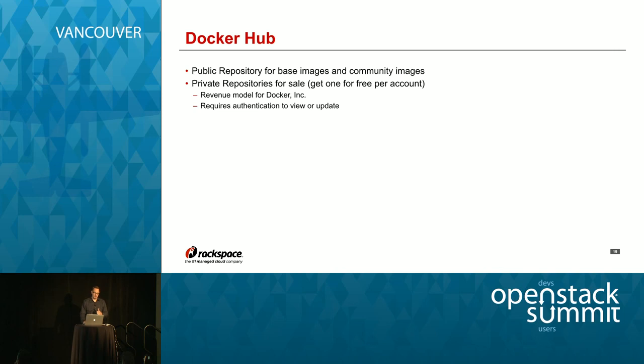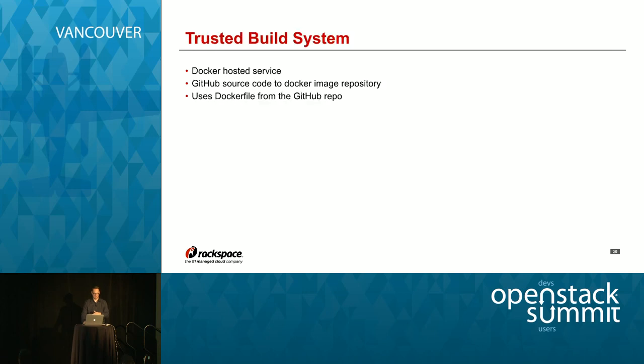They also sell private repositories, meaning you need a username and password login in order to access the images. And this is a way that Docker Inc. can make money. And if you want to change or view what's in there, you need to be properly authenticated either using their credentials or GitHub credentials. That's SSO with GitHub as well.